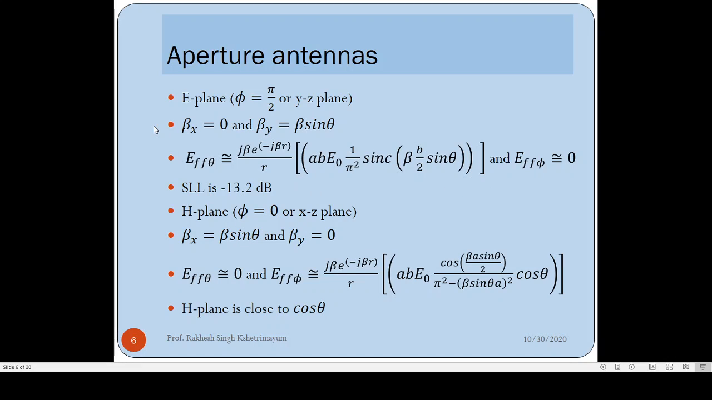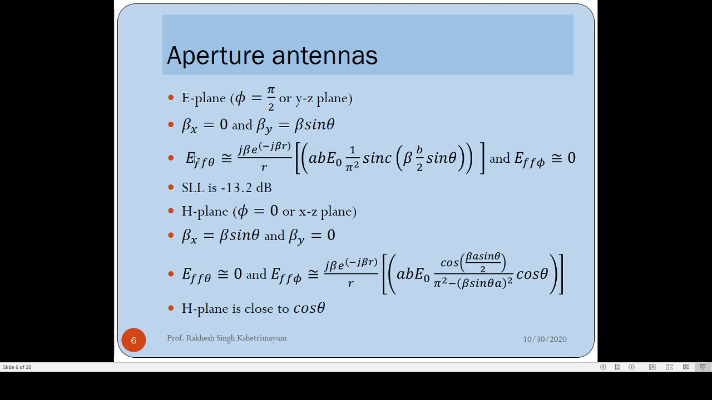So we are always interested in two principal planes. One is the E plane, another is the H plane. Here your aperture field was directed along the y-axis, so we'll have the maximum radiated field along the y-axis. So the E plane would be the yz plane. So in the yz plane, phi becomes pi by 2. You put that, beta x will become 0, beta y will become beta sine theta.